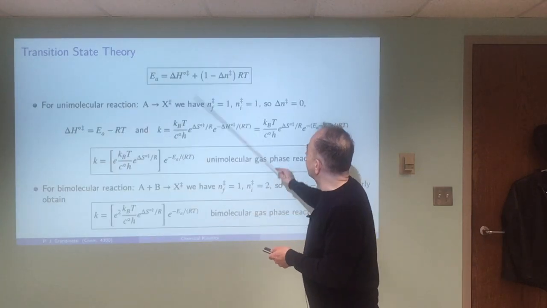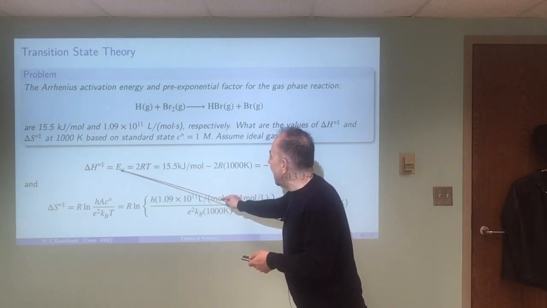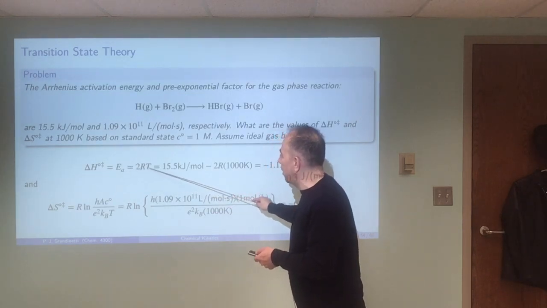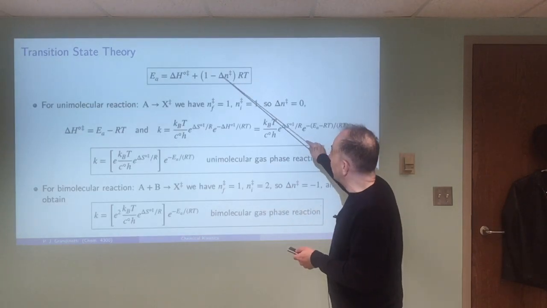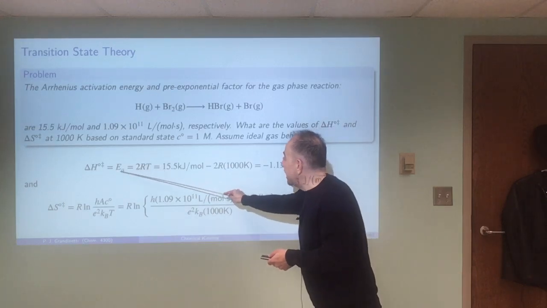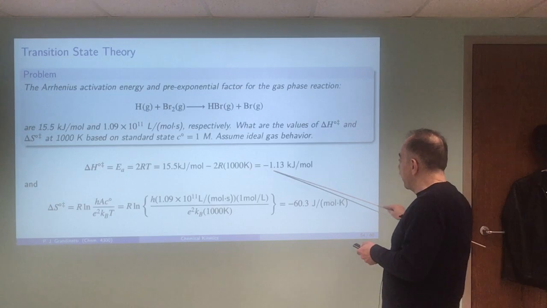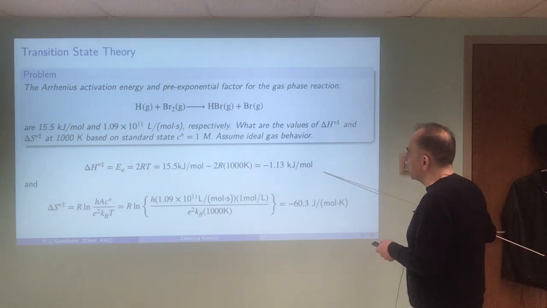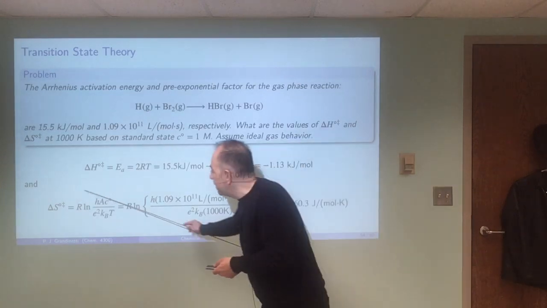Sorry, I made a mistake there. That's supposed to be a minus sign there. It's supposed to be activation energy minus 2RT, which you would get by just putting in a delta N of -1 there. So I'll correct that. And when you take activation energy minus 2RT, and here it is, you get this value for the delta H of minus 1.13 kilojoules per mole.